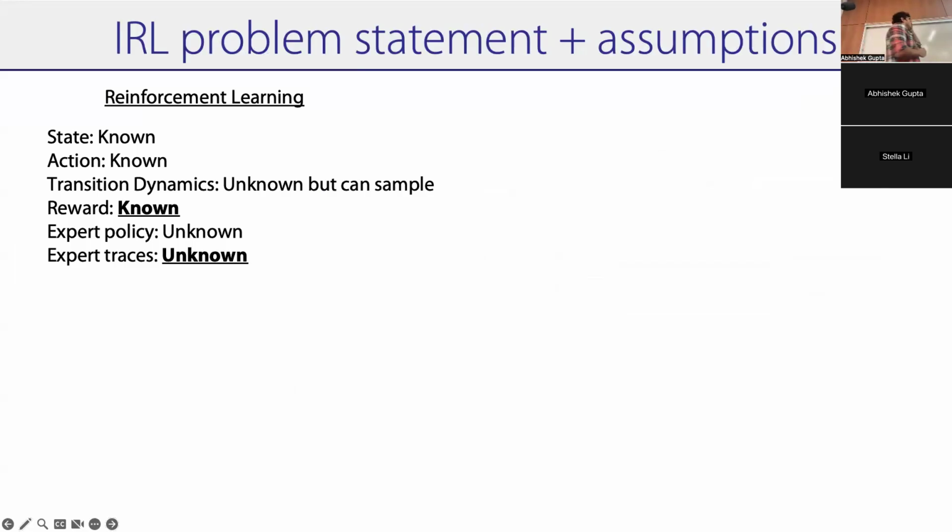Okay, so the setting we're going to assume is that in reinforcement learning, you know your states, you know your actions, you don't know your transition dynamics, but you can sample from them. Your reward is known, but your expert policy and expert trace are unknown.